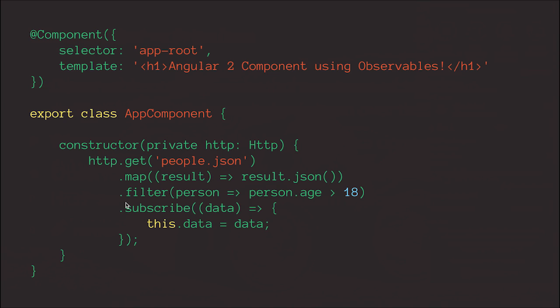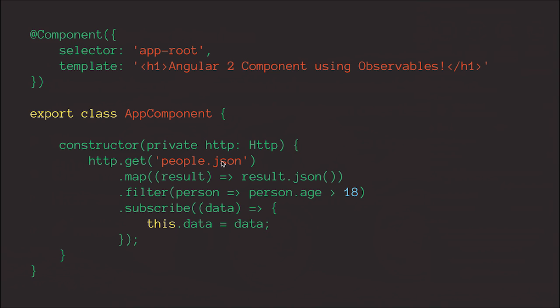And then you can filter on this to grab whatever data you need based on the actual data being generated by the map call. In this case, we're only going to care about results that have a person whose age is over 18. Finally, when we subscribe to this observable, we get the data coming in from this request, and then we can assign it to our class or do whatever we want with it.